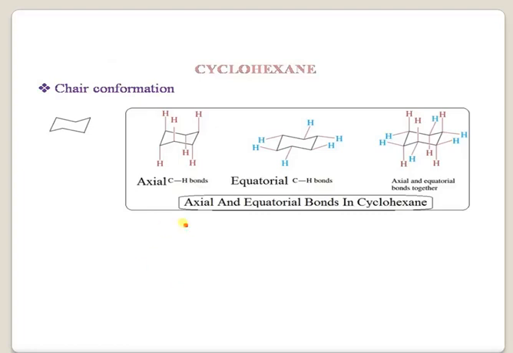In this chair conformation, the red or brown color indicates the axial carbon-hydrogen bonds, and these are the equatorial bonds. Hydrogens are in the equatorial position. This structure shows axial and equatorial bonds together, a representation of the axial and equatorial bonds of cyclohexane in the puckered ring system.